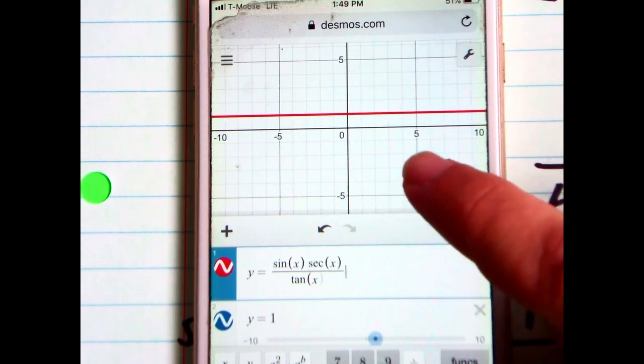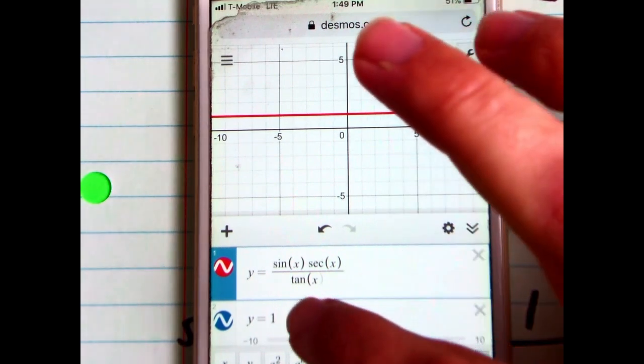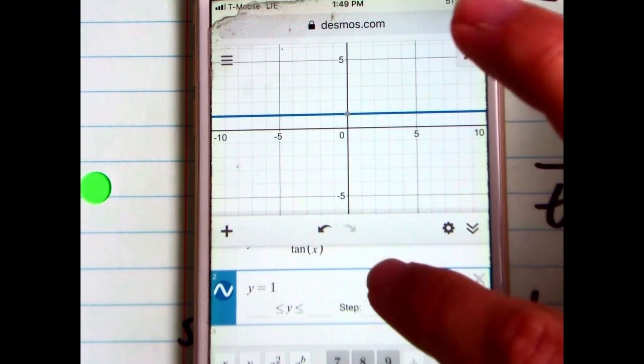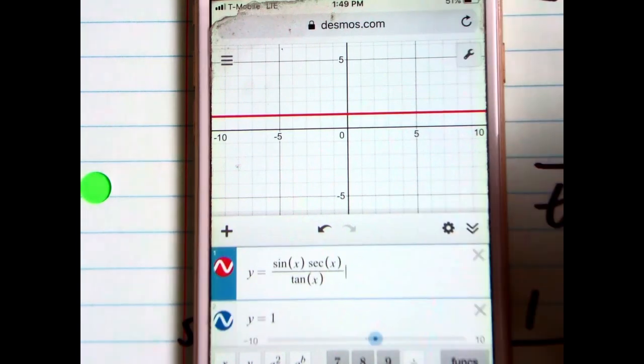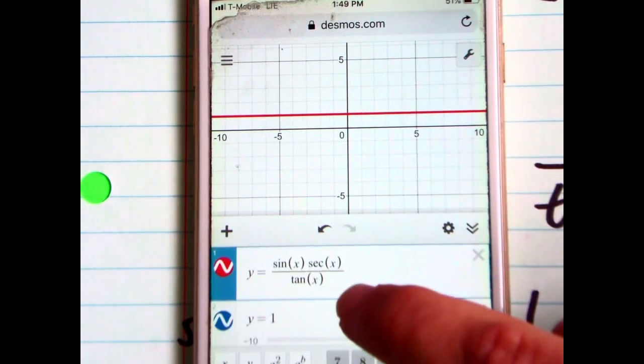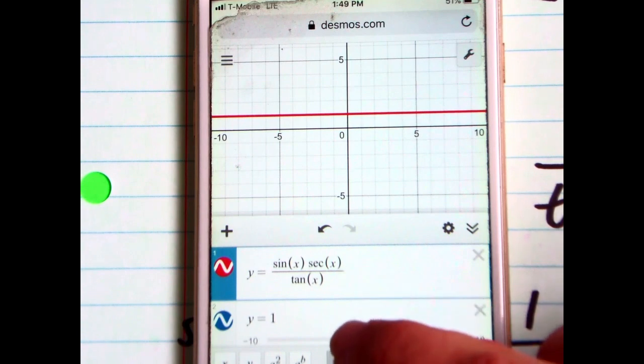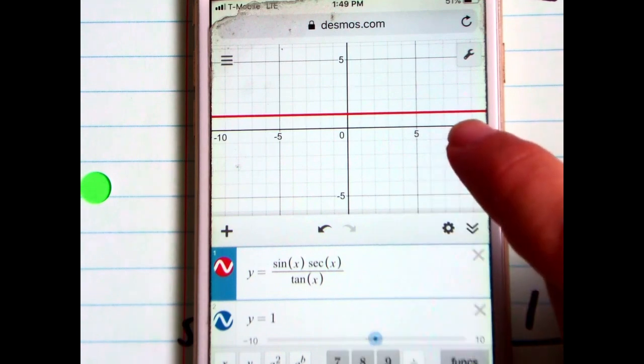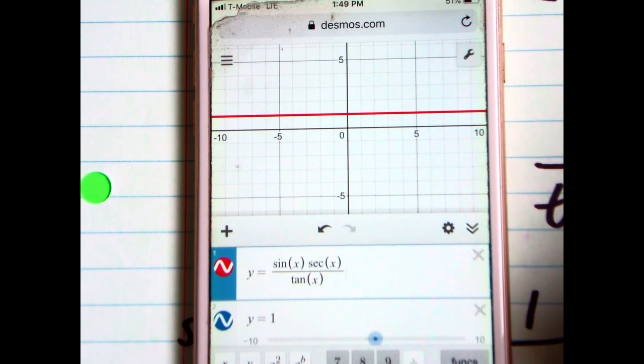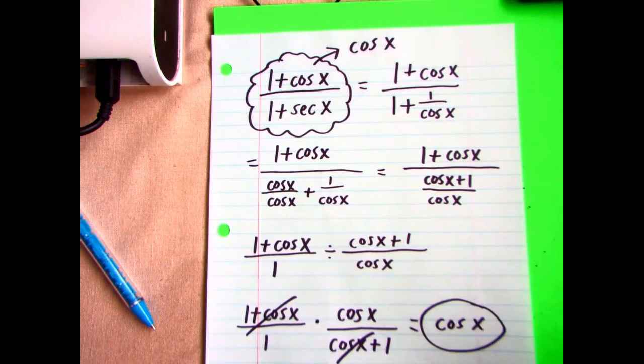And when you type that in, you get this line through y equals 1. And that's exactly what we thought it should be, right? Sine x, secant x, all over tangent x should be 1. So it should be the exact same thing as if we graphed the line y equals 1.